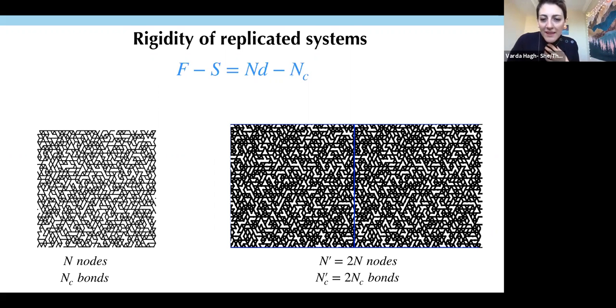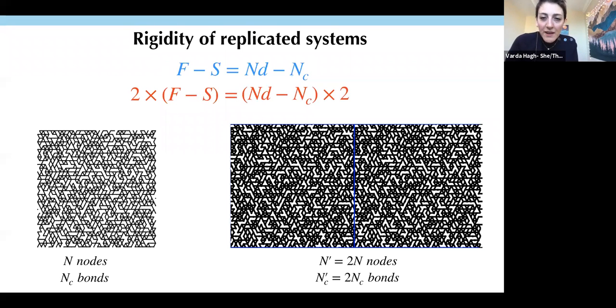Because again, remember that even though we have these boundary bonds, something should be different, but it's not. These were originally connecting the left to the right of this original system, but now they're here, and we have these new bonds that are connecting the left-hand side to the right-hand side of this new system. So the bonds just get doubled, the nodes get doubled, which means that the right-hand side of this Maxwell's equation just gets doubled.